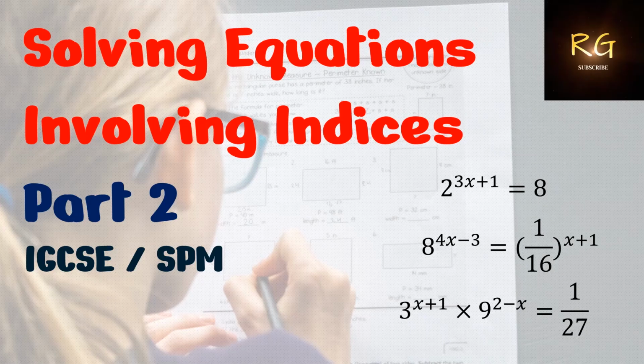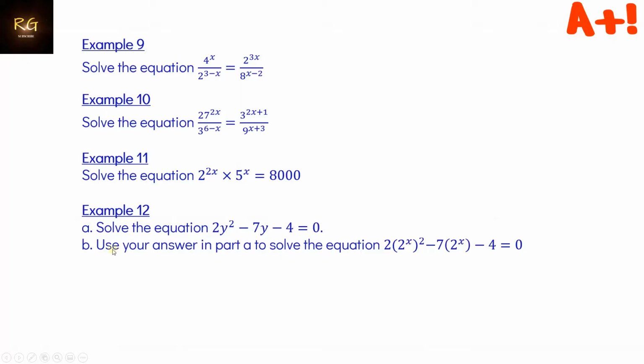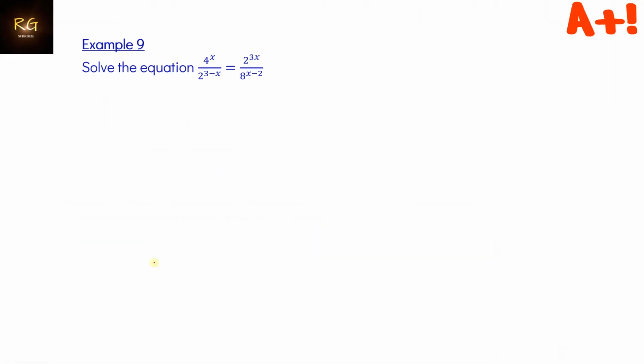Hi everyone, today I'll continue to teach part 2 of the previous video, which is on solving equations involving indices. In this video, I'll be explaining how to solve 4 examples, from example 9 to example 12, as you can see here. In the previous video, I completed example 1 until example 8. Therefore, in this video, I'll start from example 9.